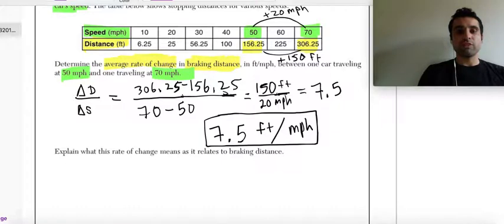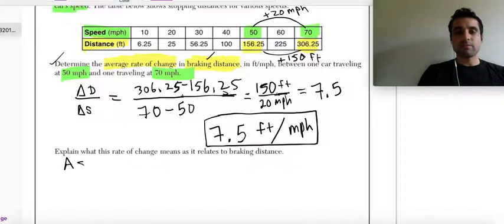So determine the average rate of change in braking distance in feet per mile per hour between a car traveling at 50 and 70 miles per hour. We just did that part, right? Now explain what this rate of change means as it relates to braking distance. This is what I was just talking about. Explain what this rate of change means as it relates to the braking distance.